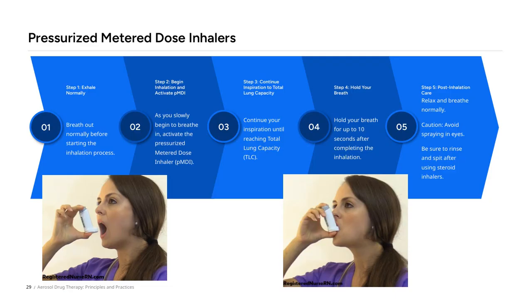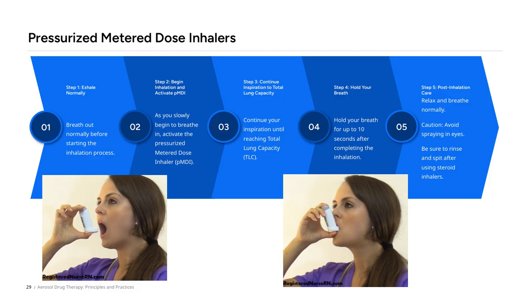Let's go through the steps to effectively use a pressurized metered dose inhaler, or PMDI, for aerosol drug therapy. First, it's important to breathe out normally before starting. This helps clear your lungs and prepares you for inhalation. Next, as you slowly begin to breathe in, activate the inhaler at the same time. This coordination is key to ensuring the medication reaches your lungs properly. Then, continue inhaling steadily until you reach your total lung capacity, or TLC. This means inhaling as deeply as you comfortably can to maximize the amount of medication delivered.